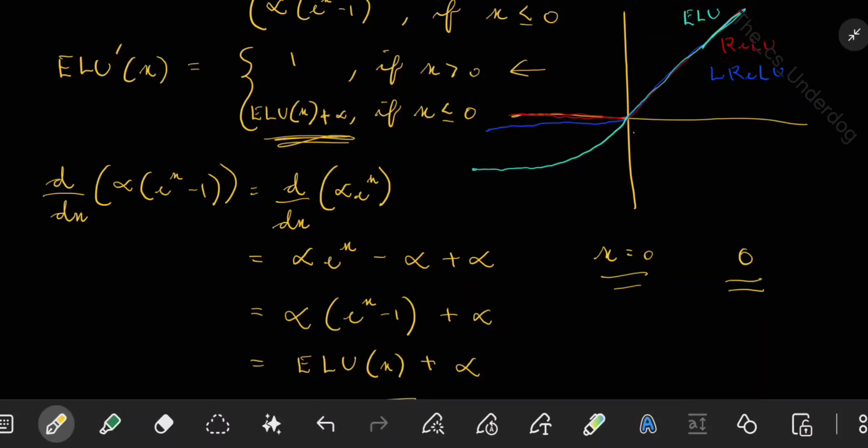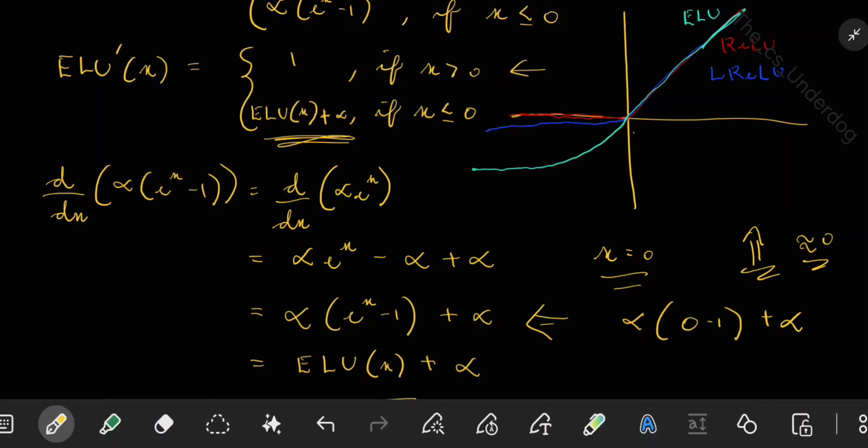If you see this, it is approaching 0 when x is going to very large values, that is infinity. On the negative side, if x goes to very large values, it is approaching 0. How is it approaching 0? Because if you see this particular value, alpha into e power x minus 1 plus alpha. If you take this value, when x is going very large on the negative side, what happens? E power x value will go very close to 0.